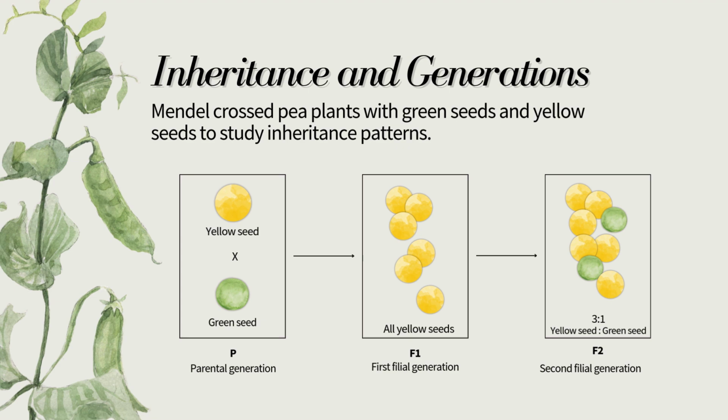Inheritance and generations. Mendel crossed pea plants with green seeds and yellow seeds to study inheritance patterns. In the first generation, all seeds were yellow. In the second generation, the F2 generation, the ratio of yellow seeds to green seeds is 3:1.